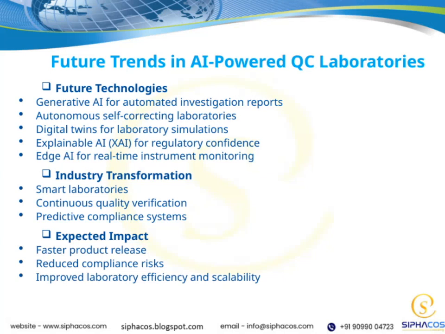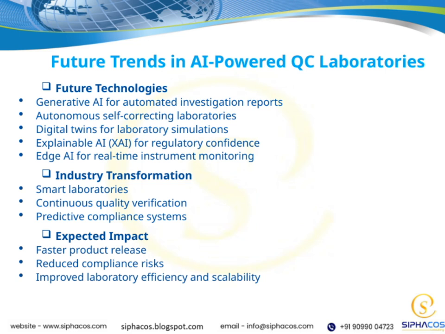Looking ahead, let's explore some exciting future trends in AI-powered QC laboratories. One key area is future technologies, where we'll see generative AI being used to automate investigation reports, making it faster and more consistent. Autonomous self-correcting laboratories are also on the horizon, which means labs could self-adjust and optimize themselves without needing constant human input. Digital twins will become more prevalent, allowing us to simulate laboratory processes virtually, which helps in testing and planning without disrupting actual operations.